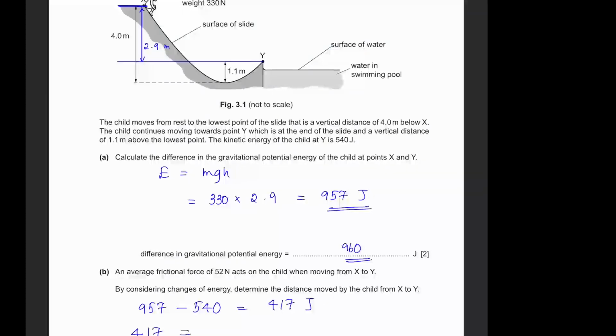That is equal to the average frictional force, 52 newtons, into the distance moved from X to Y. Correct? Work done is given by force into distance. So the work done against the resistive force will be resistive force into distance. So the resistive force is 52. That multiplied by the distance should be equal to the work done against resistance, which is 417. So D equals 417 divided by 52, which is 8.0 meters.